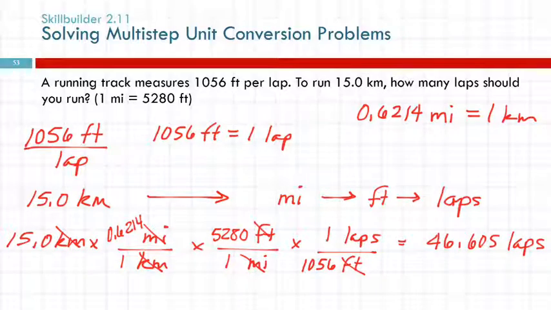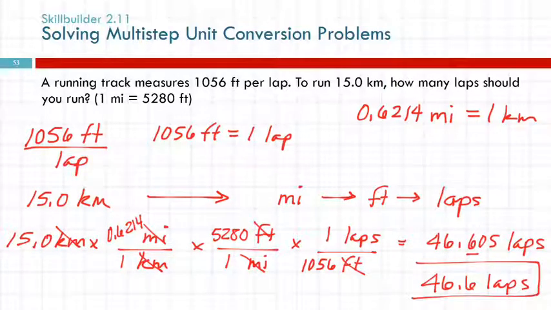And that is typically what's going to happen, is the sig figs in your answer will be limited by the number you're starting with. So if you're having a horrible time with sig figs, that's a shortcut that'll get you the correct number a lot of the time. If you start with 3, end up with 3. So if we're going to end up with 3 sig figs, we're going to have 46.6 laps. So the person should run a little over 46 and a half laps to get the 15 kilometers. Any questions?